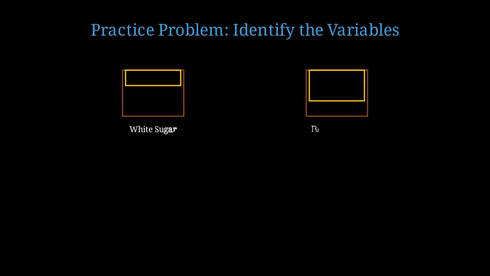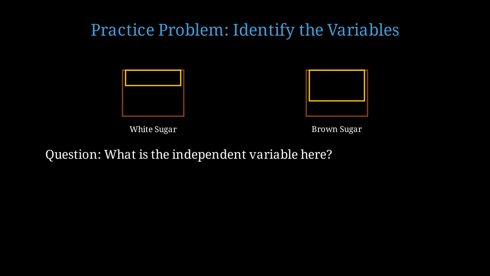Let's do a practice problem. A student wants to test if sugar type affects how high a cake rises. The student bakes 2 cakes. One uses white sugar, the other uses brown sugar, then measures the height of each cake after baking. What is the independent variable? Think about it. The independent variable is the type of sugar. The student deliberately chose to use different sugars.